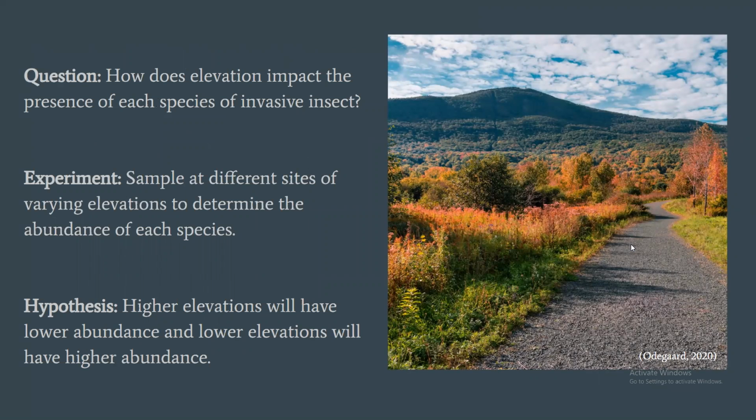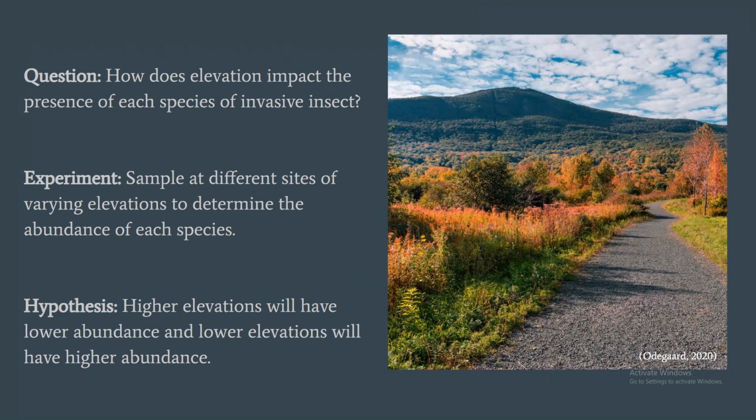So our research question was, how does elevation impact the presence of each of these species of invasive insect? Our experiment was we sampled different sites throughout Massachusetts at varying elevation to determine if there was an influence on the abundance of each species and the elevation. And our hypothesis was that at higher elevations, there'll be lower abundance of these invasive species, and at the lower elevations, there'll be a higher level of abundance.